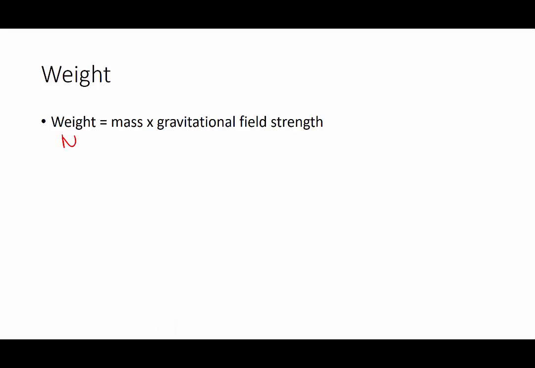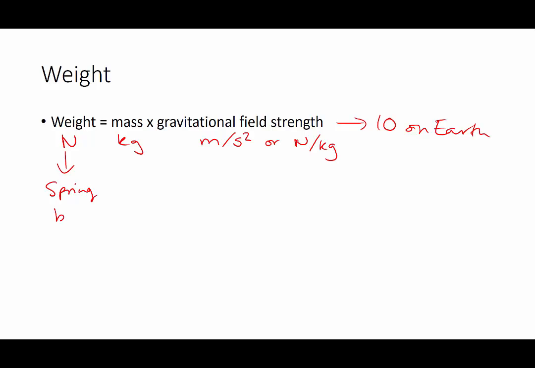You need to know that weight and mass are not the same thing. Weight is a type of force that is due to gravity. Weight is measured in newtons, mass is measured in kilograms. Okay, so the gravitational field strength on Earth that you need to use is 10 meters per second squared, or 10 newtons per kilogram, and you times that by the mass to get the weight. Okay, we measure weight with a spring balance.